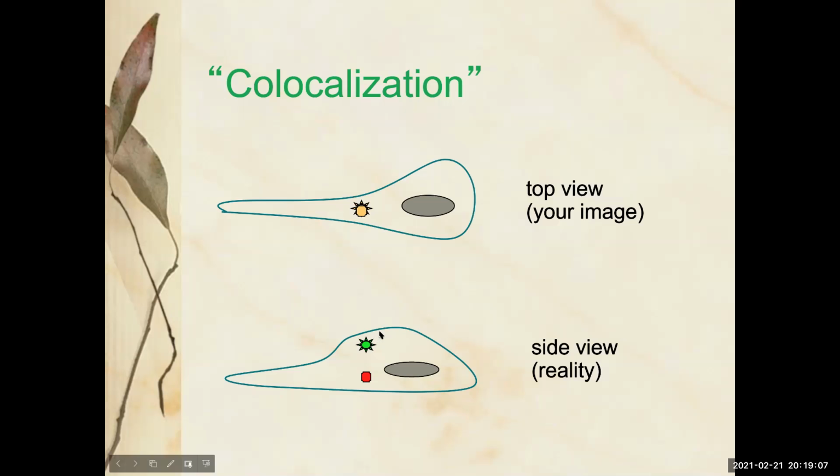Okay, so let's bring it back to actual cells. So here's a cell with a nucleus in gray, and this is what it looks like from the top view, which is what you're doing as a microscopist. You're going to see yellow because you're going to see two molecules that are just right there, sort of in the neck of the extension of the cell. But reality is that cell is three-dimensional. It's not flat. And the green molecule is up near the top, hanging onto the ceiling, if you will, of the cell. And the red is near the bottom of the cell.